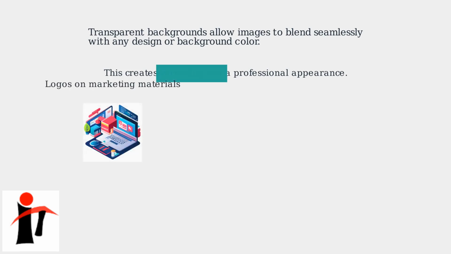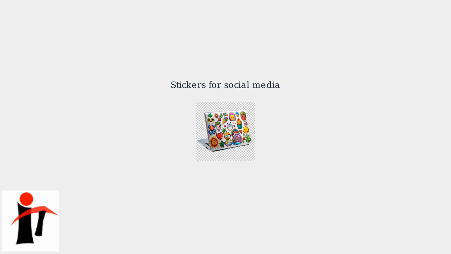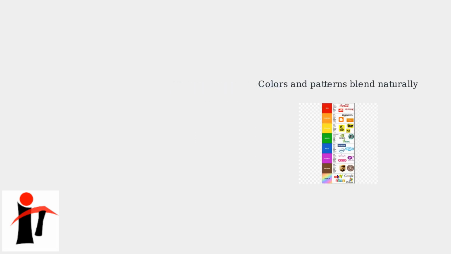For example, think of logos on marketing materials like brochures or banners, where the transparent background allows the logo to stand out cleanly. Product photos on e-commerce sites can display items without distracting backgrounds, making them look more appealing. And stickers for social media can overlay perfectly on any colored or patterned background. Overall, transparent backgrounds give your images the flexibility to fit anywhere while maintaining a professional appearance.